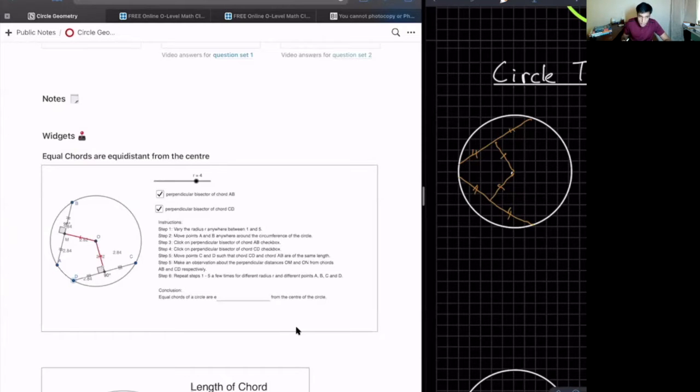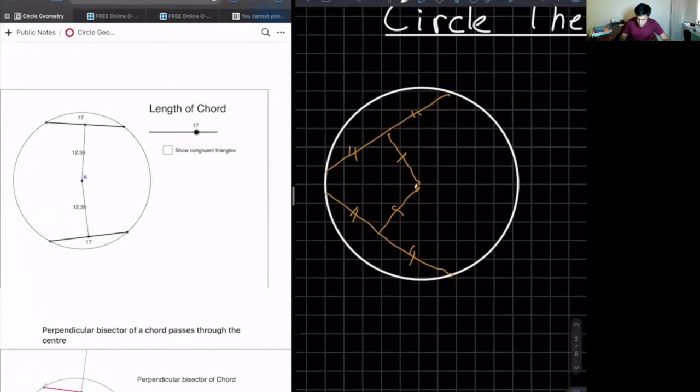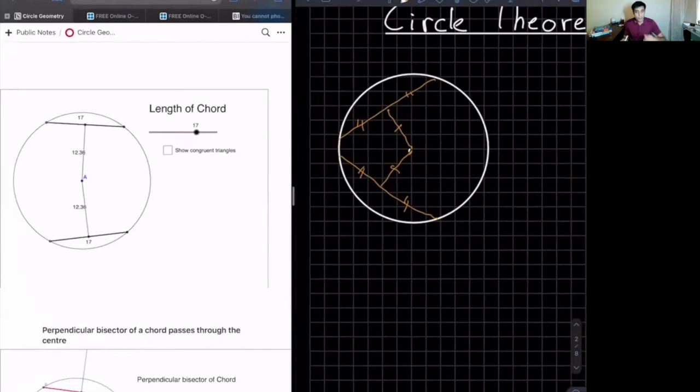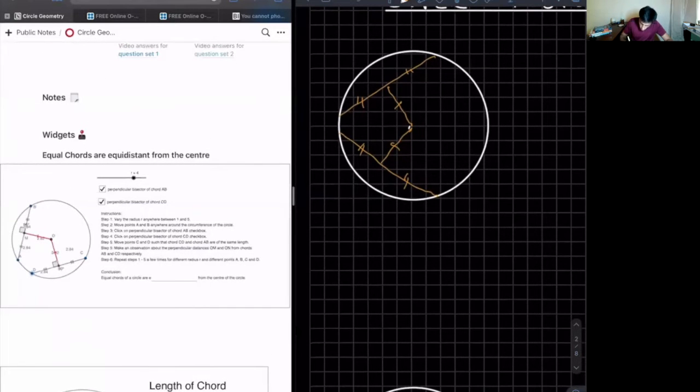So what I recommend everyone is to get your pure notes out again. We talked about pure notes yesterday, which is this one fresh sheet of paper where you'll write down your notes. And on this sheet of paper, you can write down the first theorem, which is equal chords are equidistant from center.